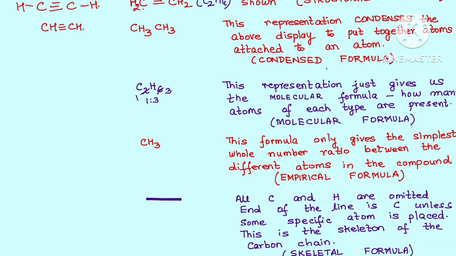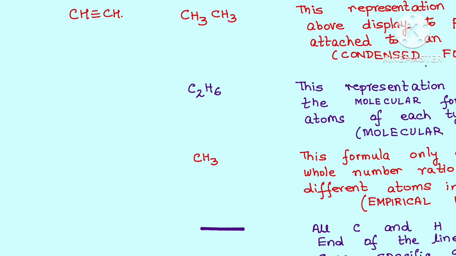Now, if I have a compound C2H2, what will be its empirical formula? Yes, CH. If I have a compound C2H4, what will be its empirical formula? 2 times 2 is 4. Yes, it will be CH2. It gives me just the ratio of the atoms of the different elements present in a molecule of the compound.